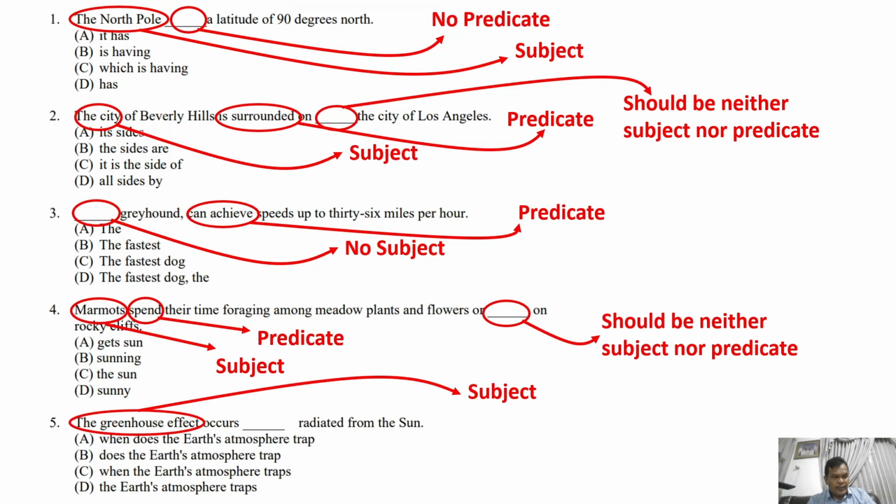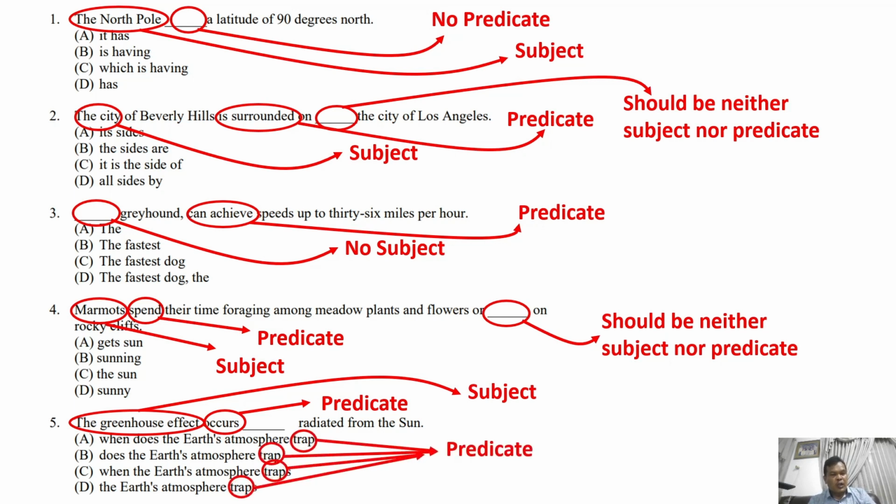You see that we have here the subject, the greenhouse effect, and then we also have here the predicate, occurs. So what does it mean? It means that actually we don't need any subject or any predicate because the structure has already been complete. However, when we see the options, all of the options here contain a predicate. You see here that A contains trap, B trap, C traps, D traps. It means that all of the options contain a predicate.